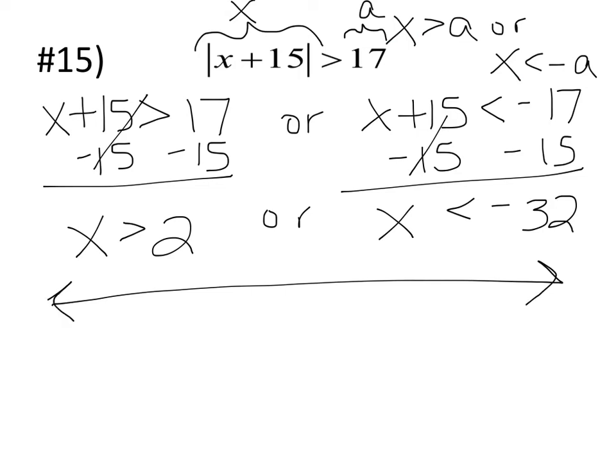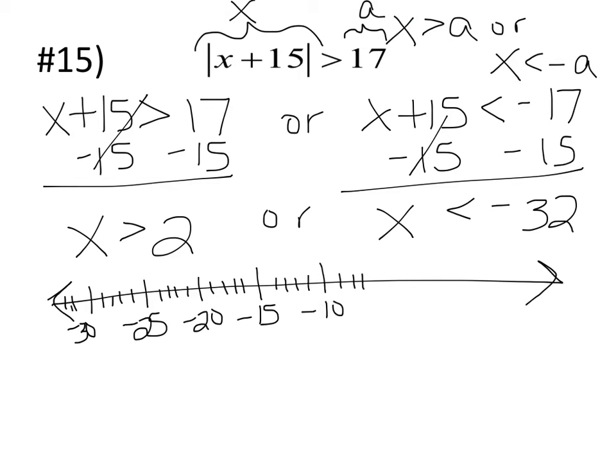Okay, so I'm going to graph this. So I've got negative 30, negative 25, negative 20, negative 15, negative 10, negative 5, 0, and 5. Whew. All right, so let's color code.